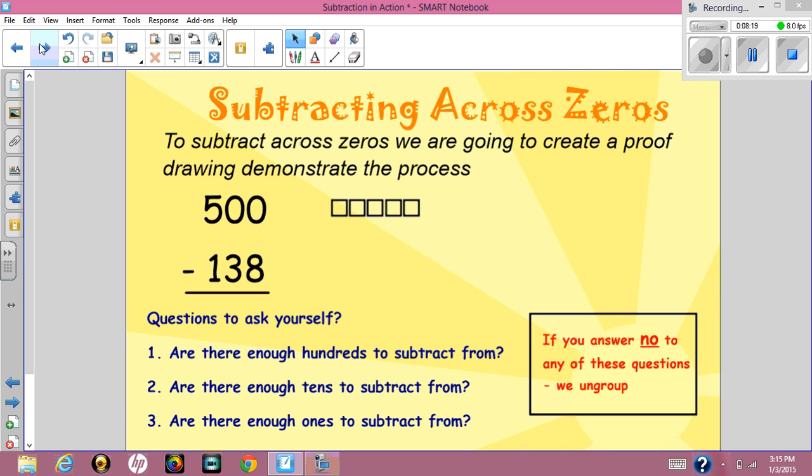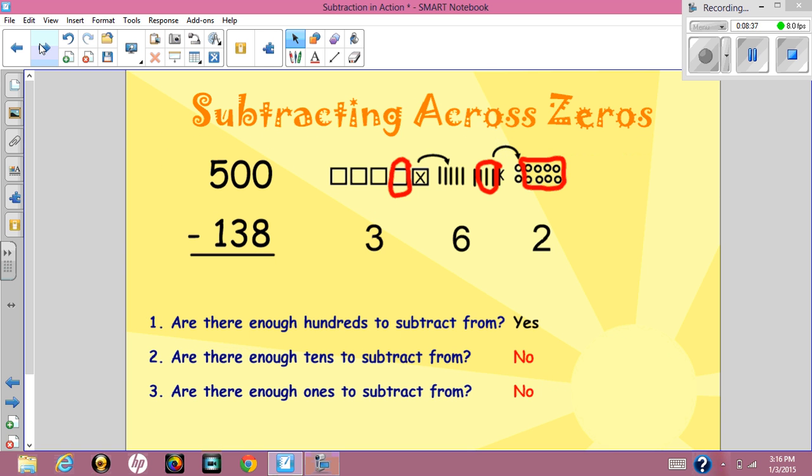You're going to ask yourself, are there enough hundreds to subtract from? Are there enough tens to subtract from? And are there enough ones to subtract from? If the answer to any of these questions is no, then we are going to have to regroup. So let's go ahead and look at how we would regroup.